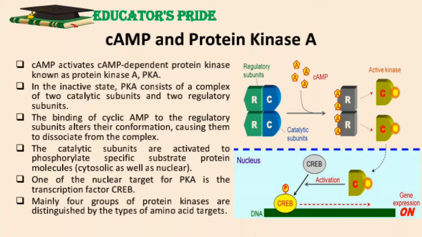Mainly, there are four groups of protein kinases that are classified by the types of protein amino acid targets. First is protein serine threonine kinases that phosphorylate either serine or threonine in the target protein. Second, protein tyrosine kinases that phosphorylate tyrosine in the target protein. Third is dual specificity kinases that phosphorylate target proteins on either tyrosine or serine threonine. And fourth is histidine kinases that phosphorylate target proteins on histidine.